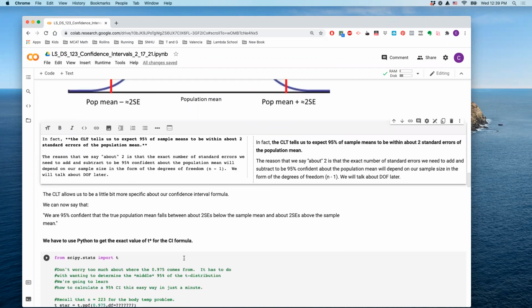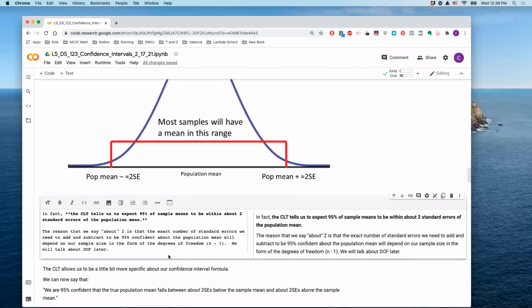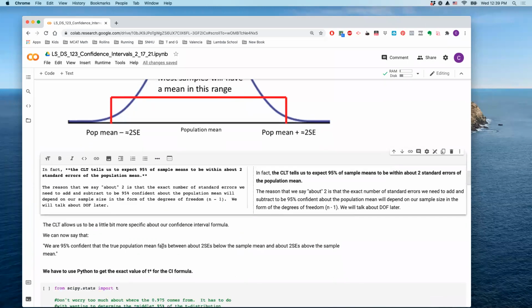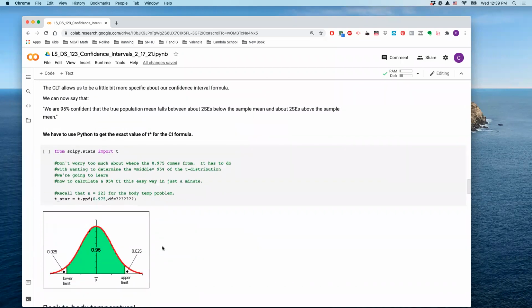And so really what matters though in this case is that we're saying that 95% of the time, if we went out and we collected a sample, the sample mean is going to be within about 2 standard errors of the population mean. Well, we say about 2, but exactly what that number is going to depend on how big a sample you're working with. All right, so the central limit theorem.